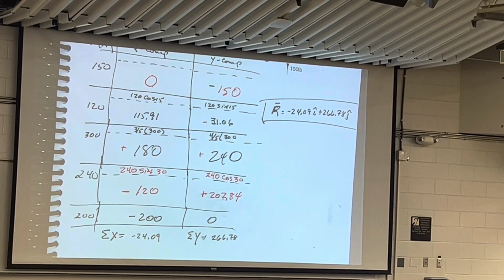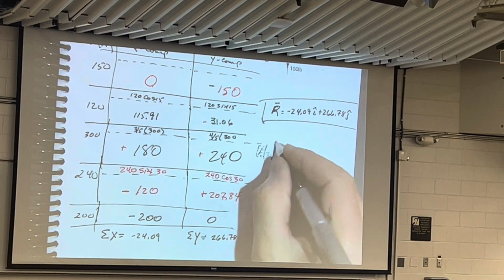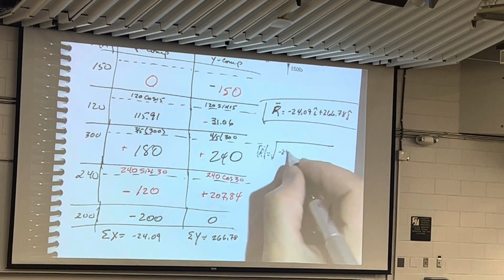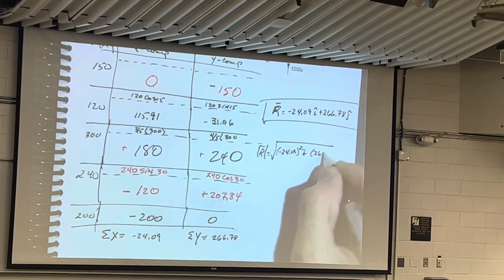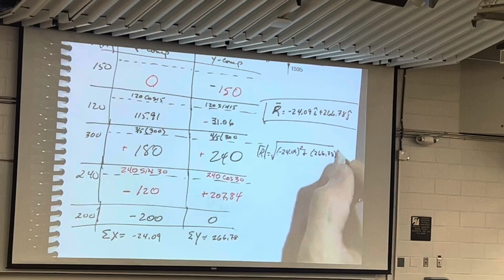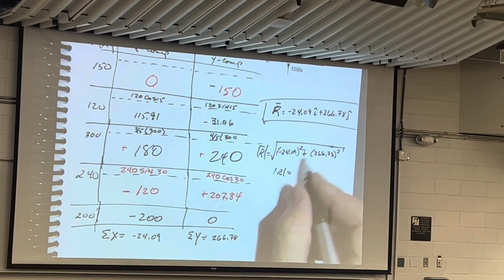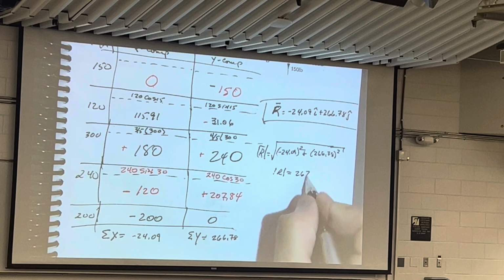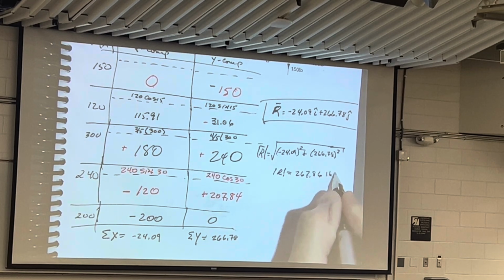Now I can, if I wanted to, say the magnitude of this is the square root of negative 24.09 quantity squared plus 266.78 quantity squared. Square root of that tells me the magnitude is 267.86 pounds.